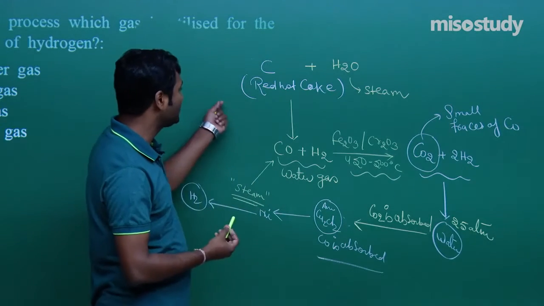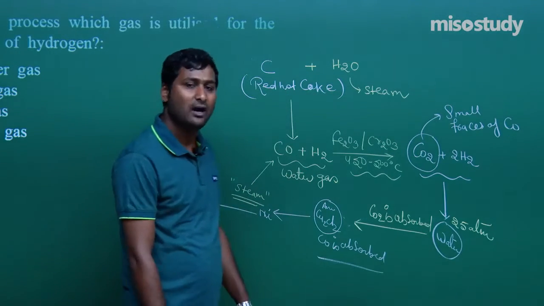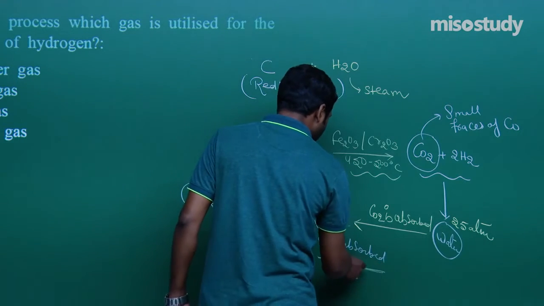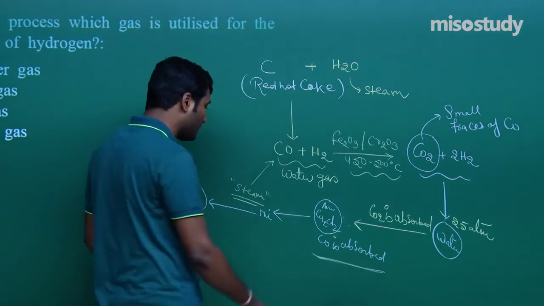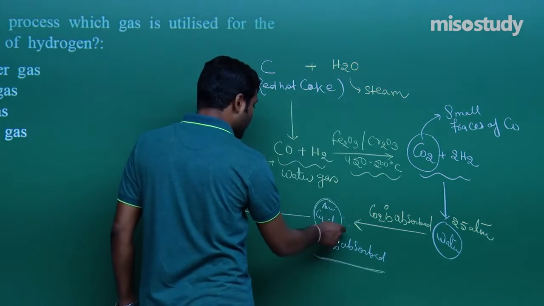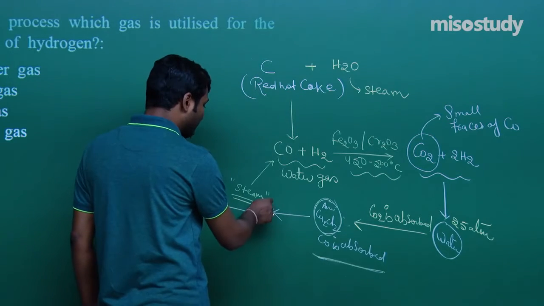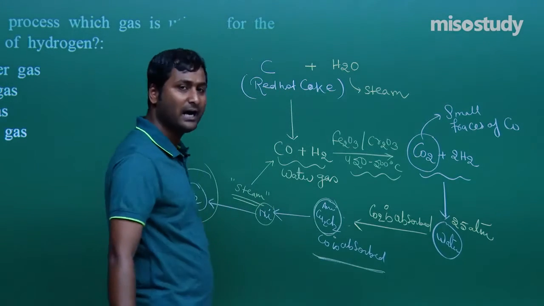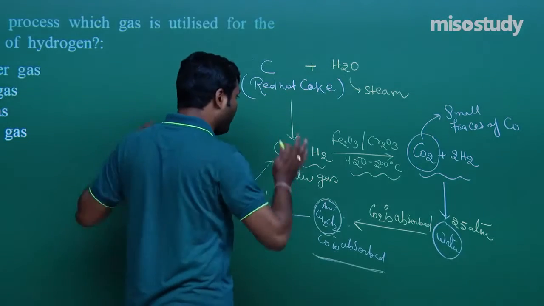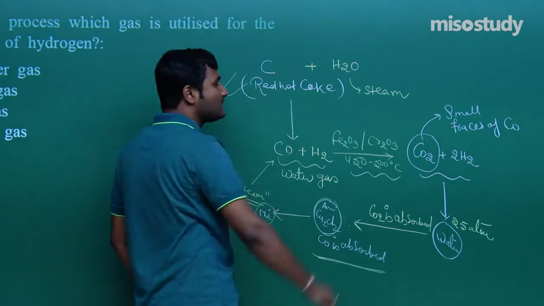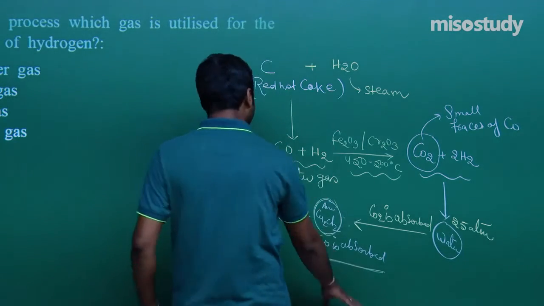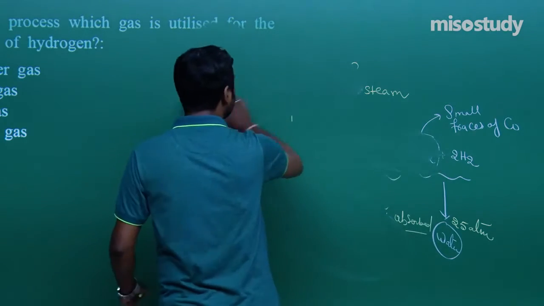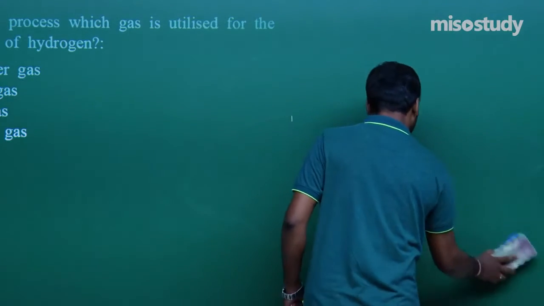This process is known as Bosch process, which is used for removal of carbon monoxide. First ammoniacal Cu2Cl2 and then nickel, and finally we get pure hydrogen. This is the complete solution of this question. This question is completely theory based. Clear friend? Now let's move to the next.